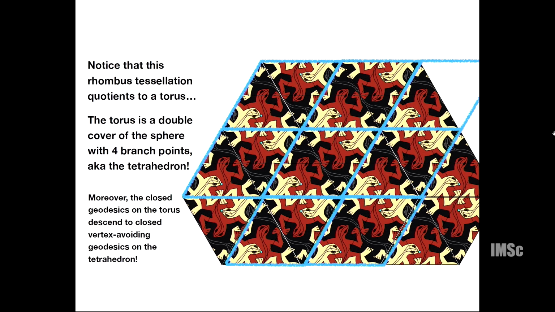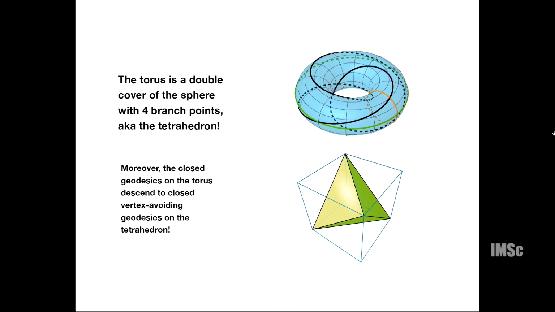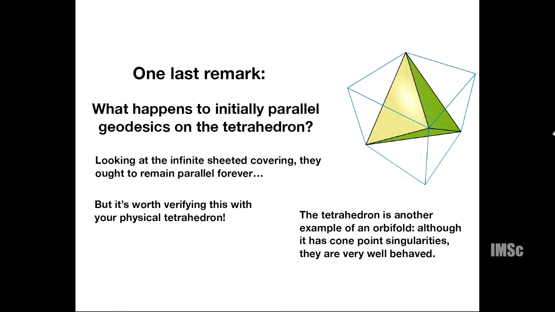And all the closed geodesics on the torus descend to vertex-avoiding geodesics on the tetrahedron, which you can actually follow and build on your physical tetrahedron. So, on the torus, all of these closed geodesics, if we descend to the tetrahedron, will give us nice vertex-avoiding geodesics. I haven't drawn them here. And similarly, the tetrahedron is another example of an orbifold. So parallel geodesics will always remain parallel.